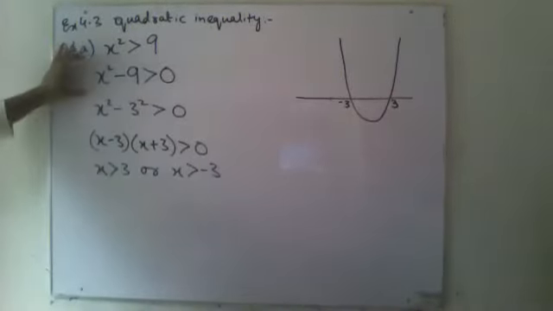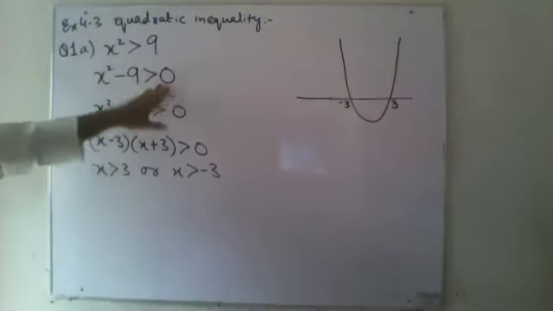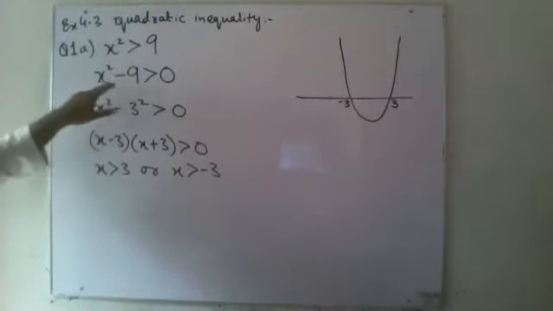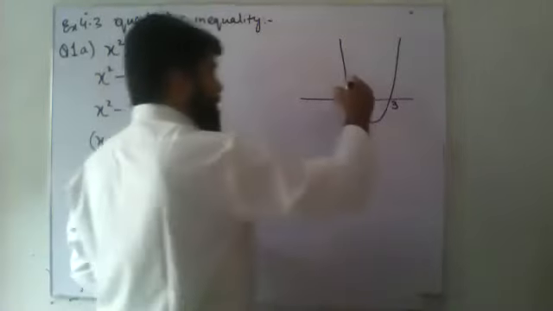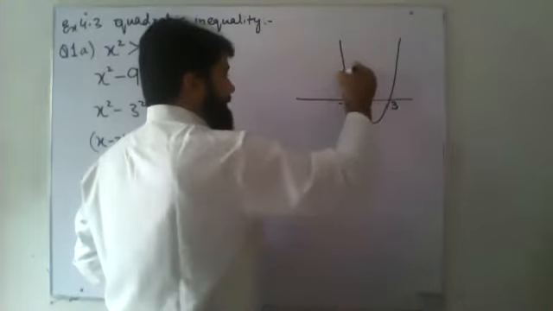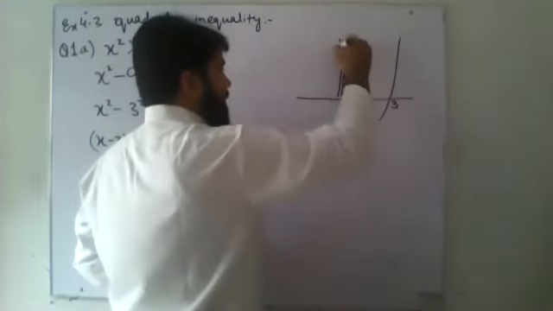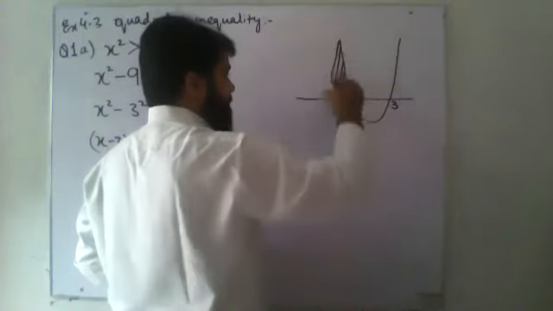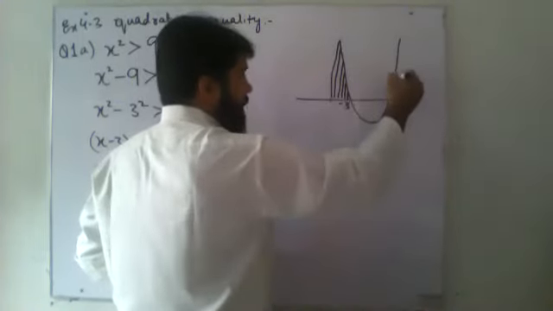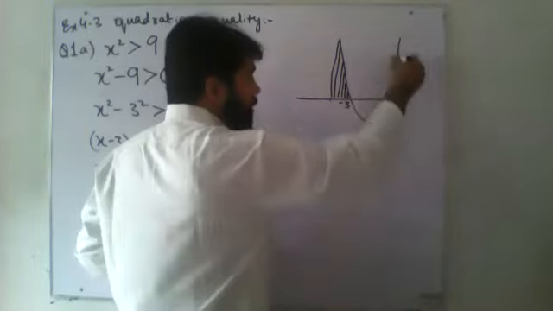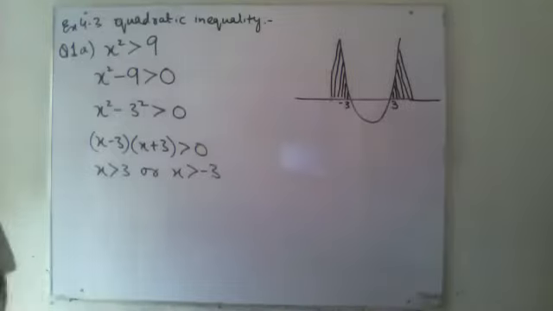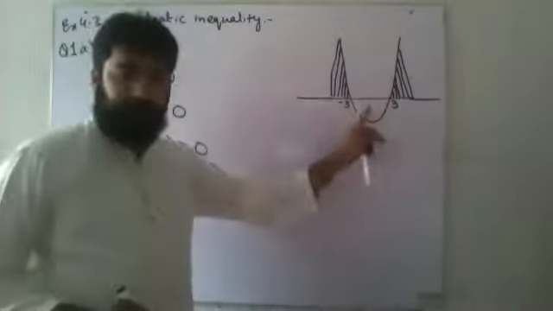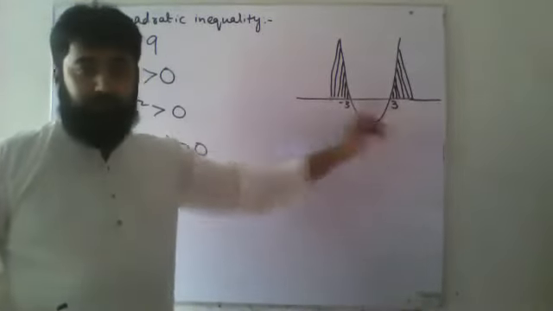Now, when we have got 0 on one side, what they were saying is that x square minus 9 is greater than 0. Greater than 0 means what? Means over the x-axis. And don't forget to draw this curve. It is needed. Without the curve, your answer will not be acceptable. You will lose marks in those. So minus 3 and 3.